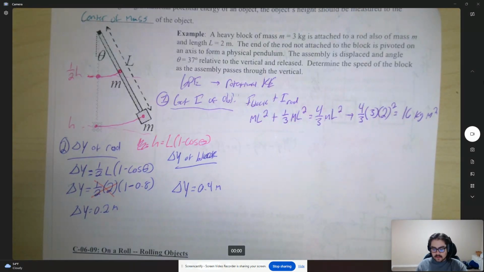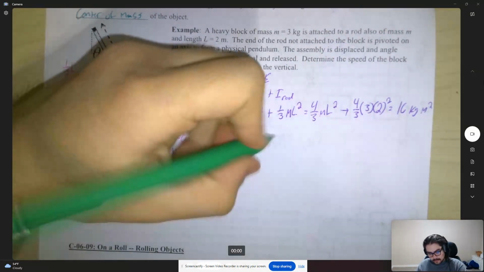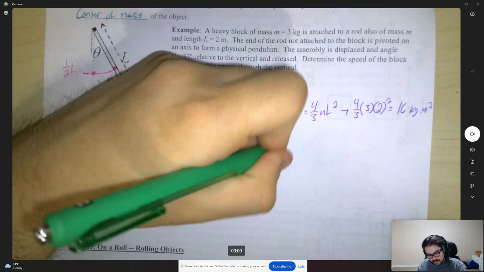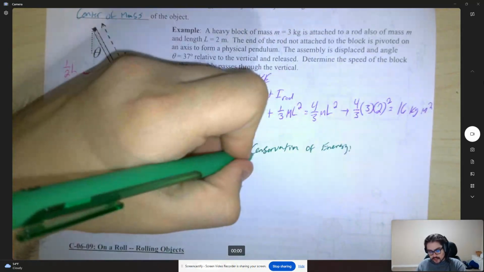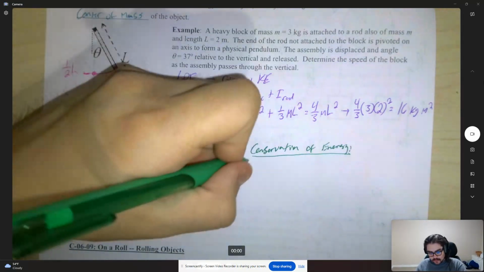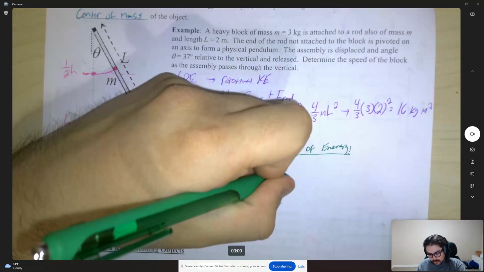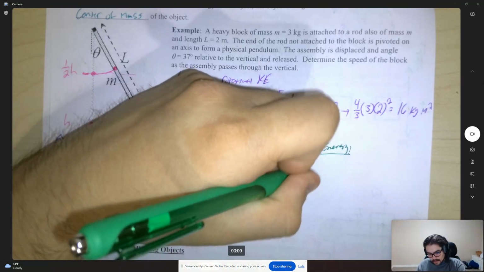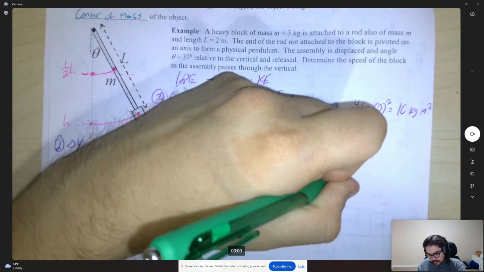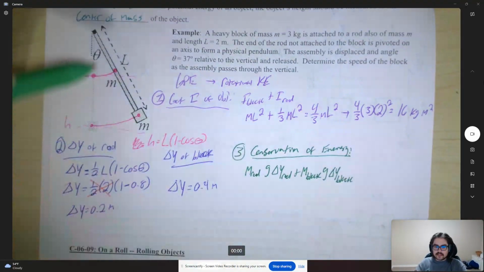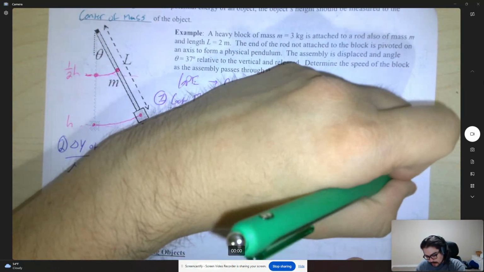And now what I've got to do is conservation of energy. When I do conservation of energy, I'm just doing the mass of the rod times g times delta y of the rod, plus the mass of the block times g times delta y of the block, because both initially have gravitational potential energy, and it's all going to get turned into rotational energy, which will be the same for both.